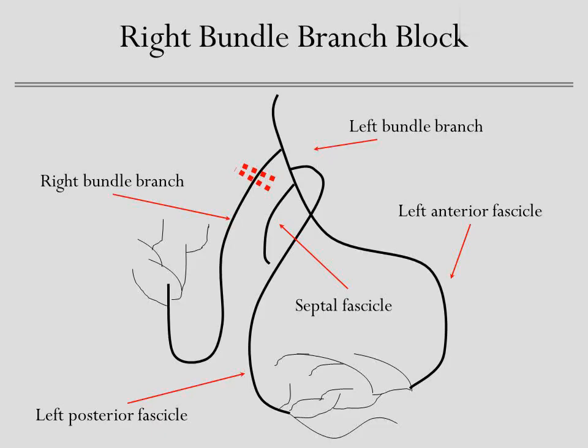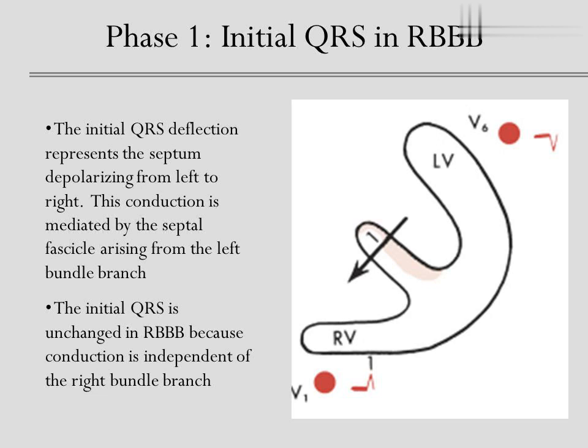Right bundle branch block. Left bundle branch. Right bundle branch. Left anterior fascicle. Septal fascicle. Left posterior fascicle. Phase 1, initial QRS in RBBB. The initial QRS deflection represents the septum depolarizing from left to right. This conduction is mediated by the septal fascicle arising from the left bundle branch. The initial QRS is unchanged in RBBB because conduction is independent of the right bundle branch.